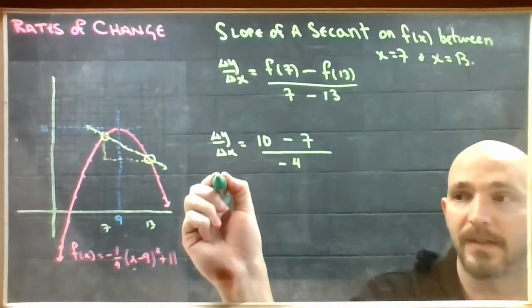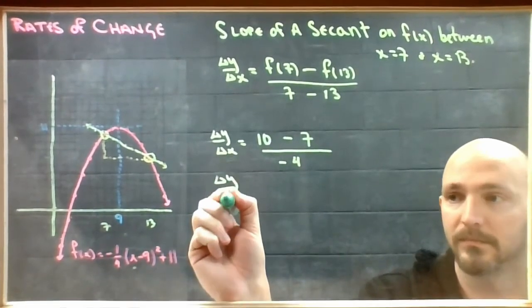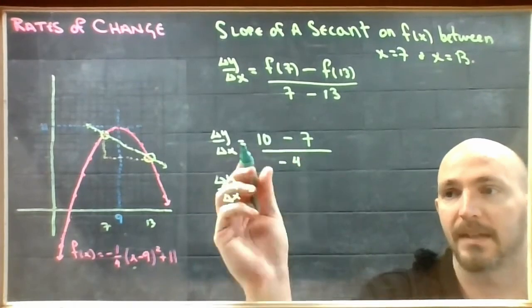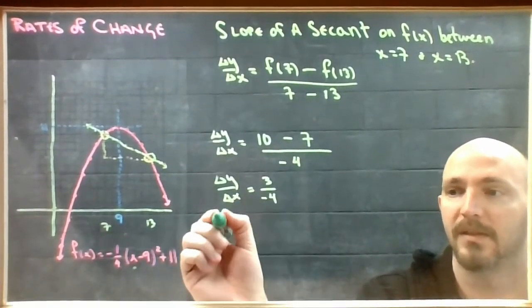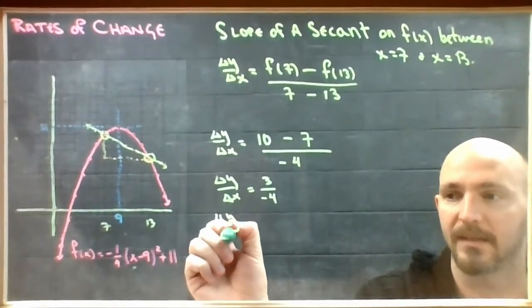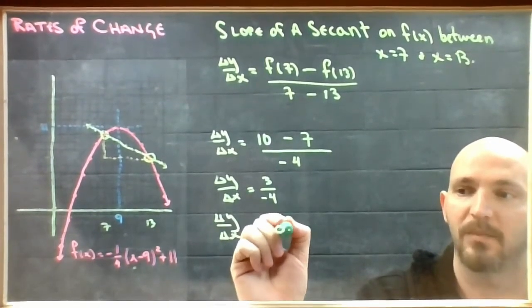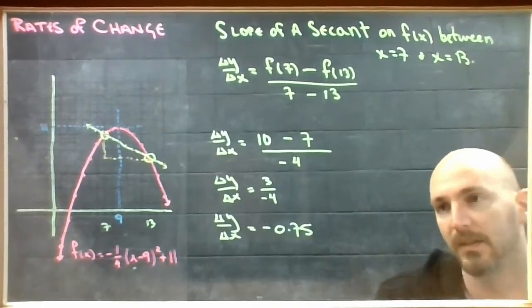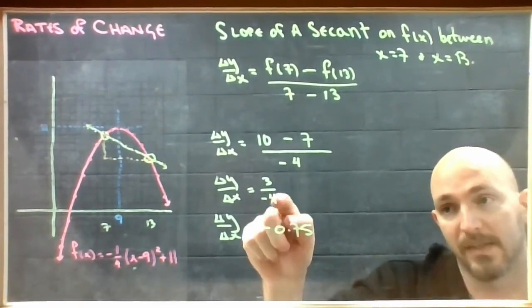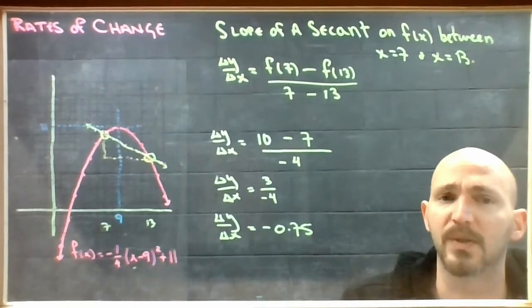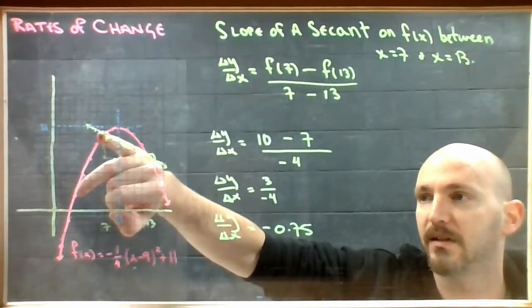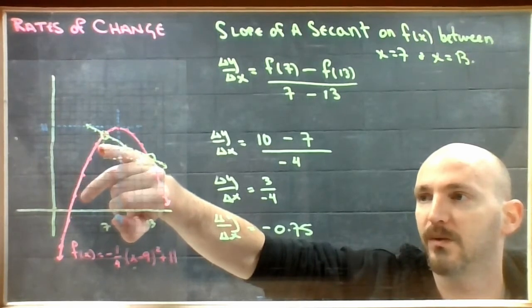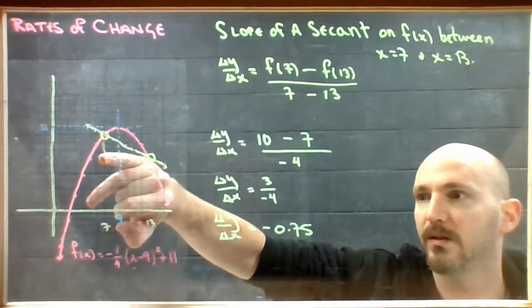So to finish off here then, 10 minus 7 would be 3, or -4. So I end up with a slope for this secant of -0.75. Or you could leave it as this fraction. Slopes are sometimes more useful as fractions. And if we check here, this thing drops 1, 2, 3, and over.